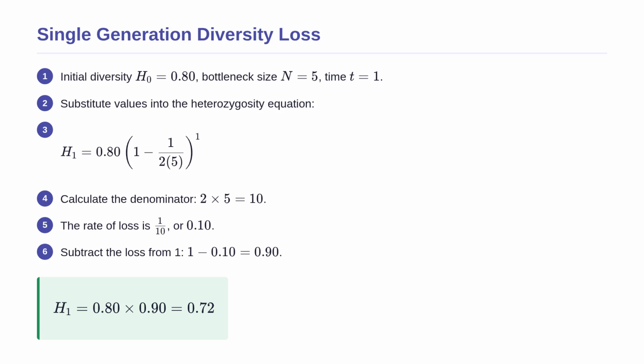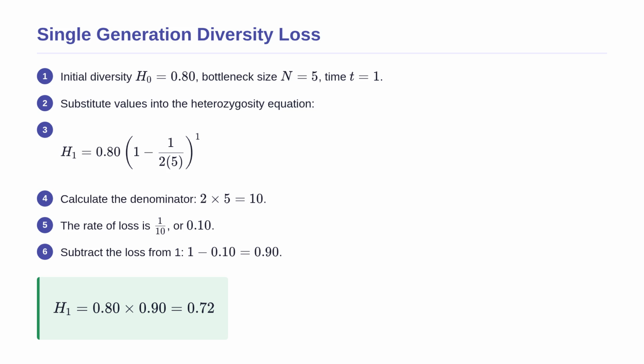Let us apply this formula to a concrete example. Imagine a thriving population of rare birds with an initial heterozygosity of 0.80. A hurricane leaves only a tiny bottleneck population of 5 breeding birds. We want to find the expected diversity after just one generation. We substitute our known values into the equation. Initial diversity is 0.80, n is 5, and t is 1.